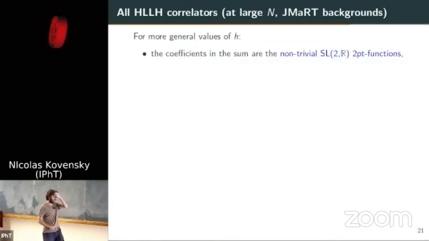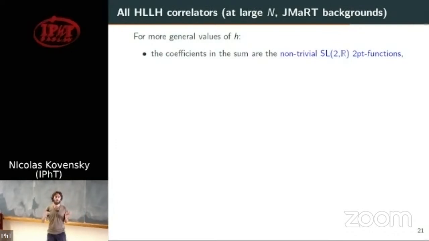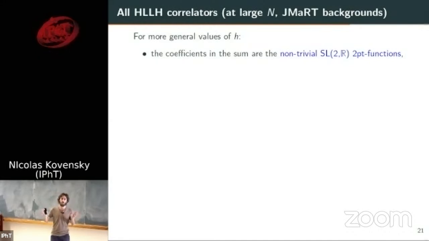Right, so in the last part of the talk, let's try to move past this specific set of examples. First of all, let's go to the full set of JMaRT geometries, and second of all, let's go to the full set of chiral primary operators. Okay, let's go to the full set.